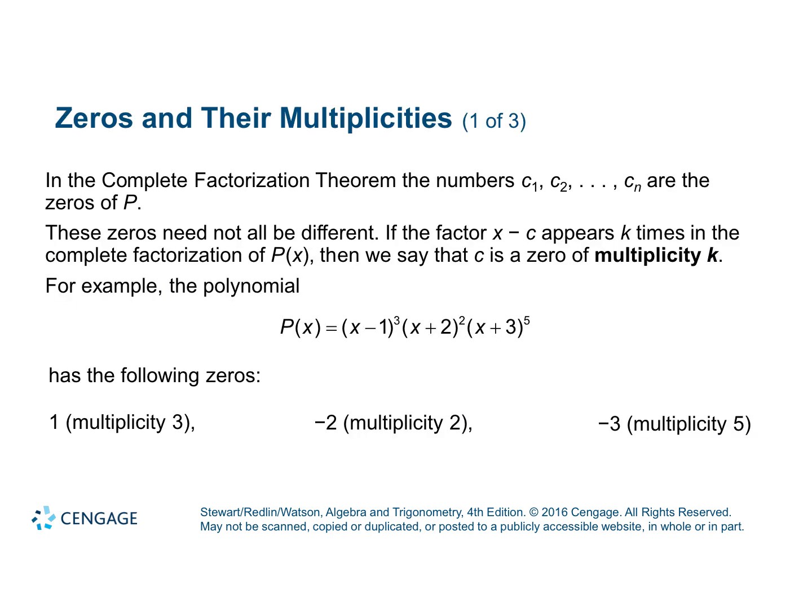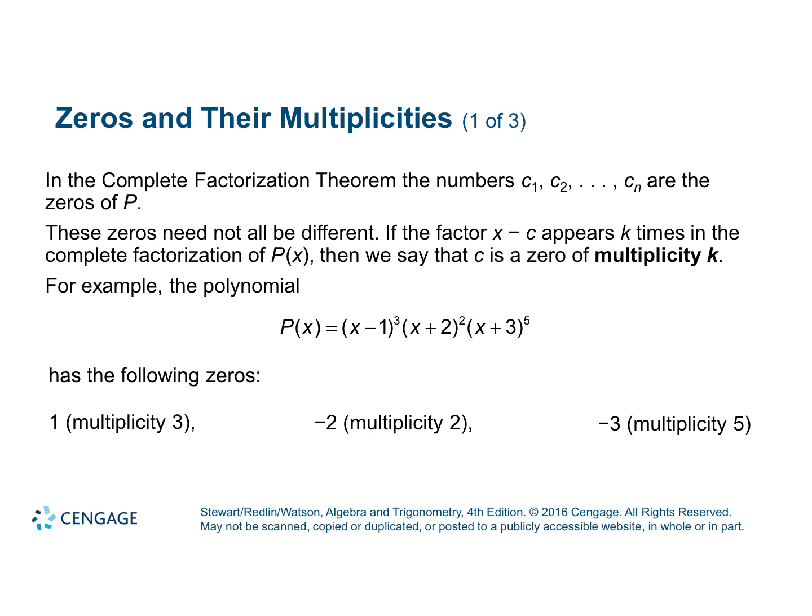So, zeros and their multiplicities. In the complete factorization theorem, the numbers c1, c2, and all the way to cn are the zeros of P. Now these zeros need not all be different. If the factor x minus c appears k times in the complete factorization of P of x, then we say that c is a zero of multiplicity k. So for example, what does that mean? That means that you can have a lot of different zeros, but it could be the same number multiple times.